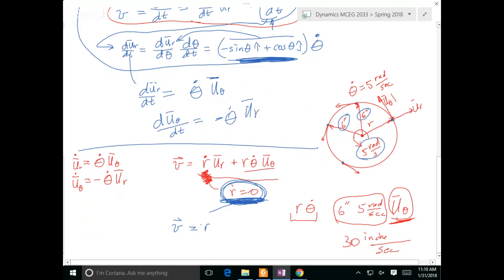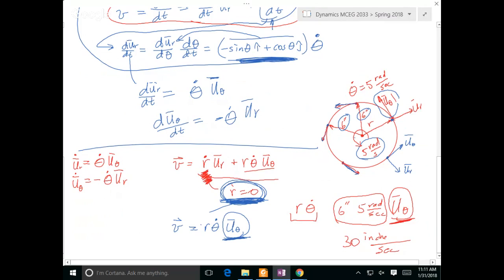So you'd end up with R theta dot U theta. Look at this. This is the U theta. It's tangent to the rotation path, which is essentially why you have a U theta and you have a UR. So essentially, this U theta is always tangent.